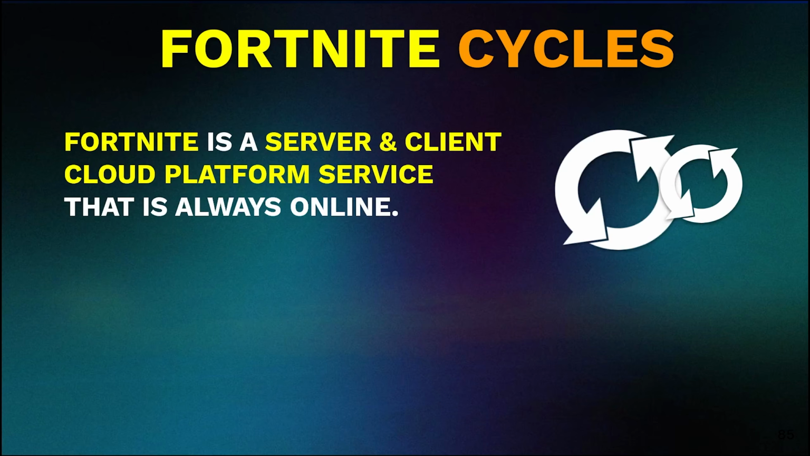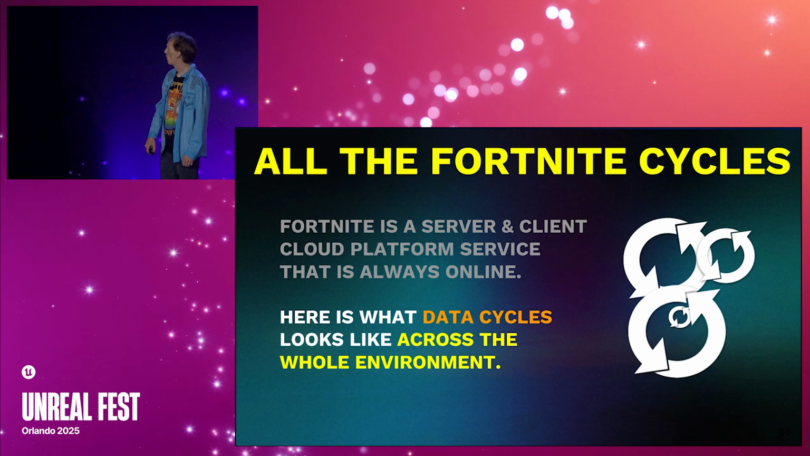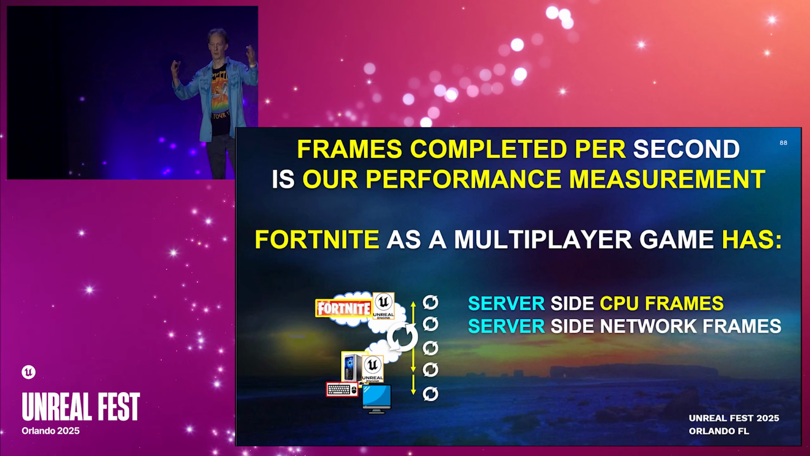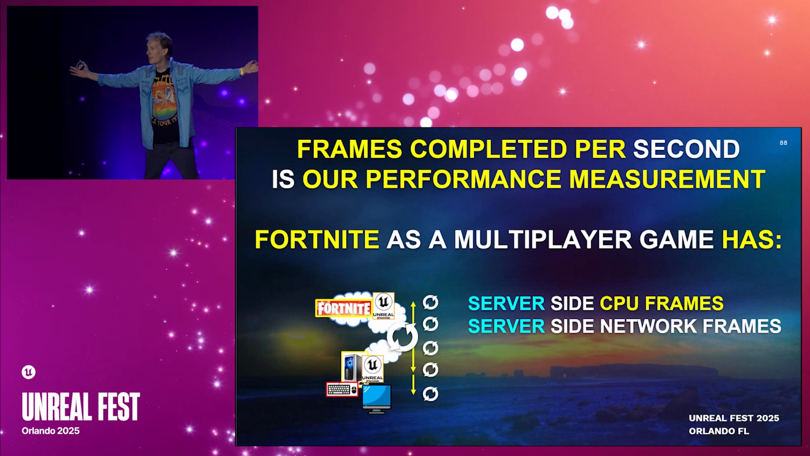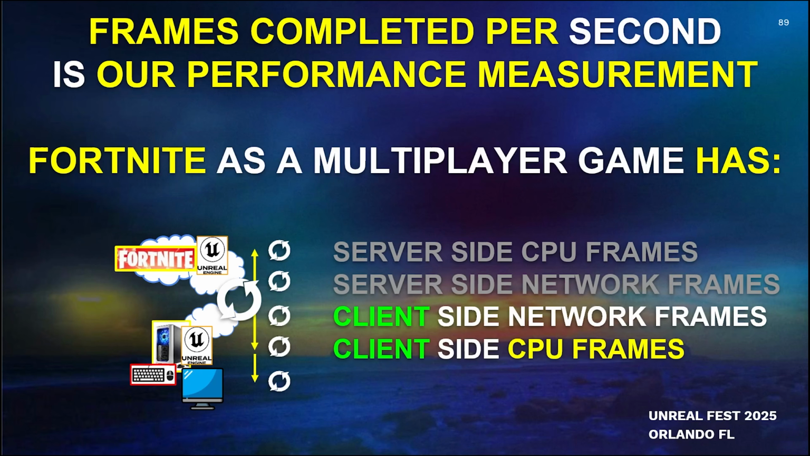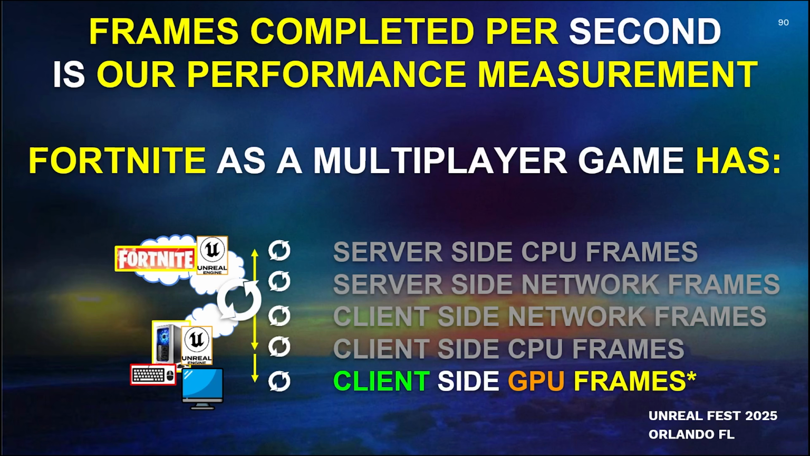Fortnite's a client-server environment, so let's look at it all the way through. Here's what data cycles look like across the whole environment. Frame time completes per second on the server, right? So we have server ticks. The CPU is considering everything that's not unloaded with a data layer. Then it sends out a network frame at some rate separate from the CPU frame. That hits the client, which gets its update and sends a network frame back, and then it has its own cycles. And only the client has a GPU frame, so only the client is trying to actually render the image.